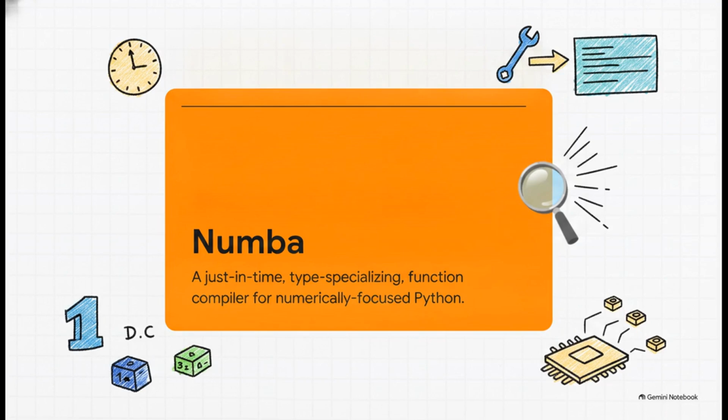By definition, Numba is a just-in-time type-specializing function compiler for accelerating numerically focused Python for either a CPU or GPU. Okay, I know that is a total mouthful. Let's break it down. First off, it's a function compiler, meaning it compiles specific functions, not your entire application. Second, it's just in time. It translates those functions at the exact moment they're first called, which makes sure the compiler knows exactly what argument types you're using. And finally, it's numerically focused. It works best with numerical data types like integers and floats, making it an absolute perfect match for NumPy arrays.